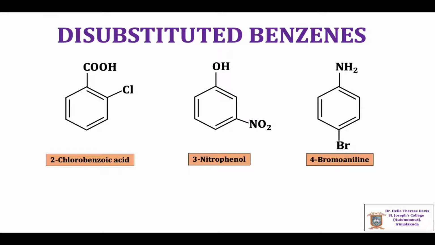Considering the next example, we have NH2 substitution and Br substitution. A benzene ring in which one hydrogen is replaced by NH2 is called aniline. And here there is a bromine at position 4. So the molecule is bromoaniline or 4-bromoaniline or para-bromoaniline.